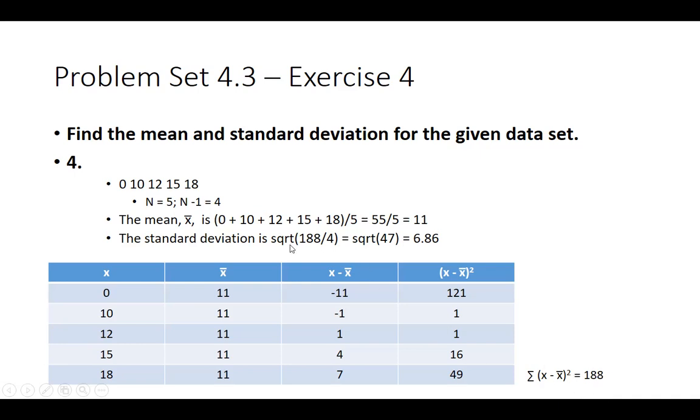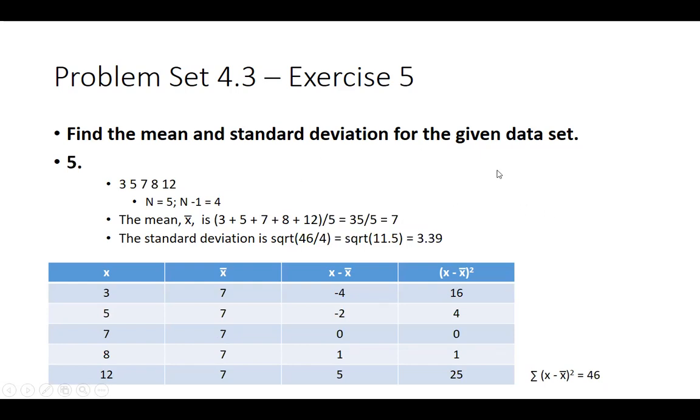The standard deviation is going to be the square root then of 188 divided by 4, divided by n minus 1. 188 divided by 4 is 47. The square root of 47 is 6.86. So our mean was 11, our standard deviation, 6.86.